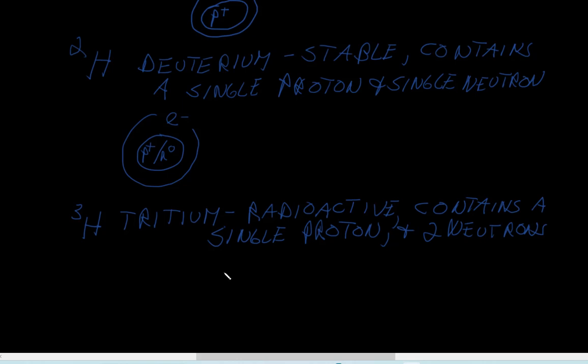If we were to diagram that one, we would see in the nucleus it has a single proton, but this one has 2 neutrons. And it still only has 1 electron in its outermost shell.